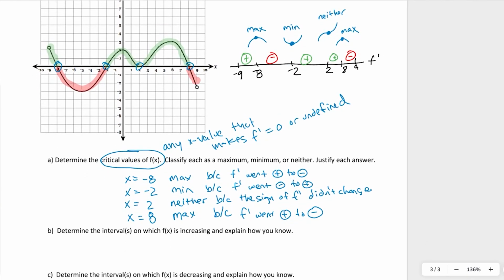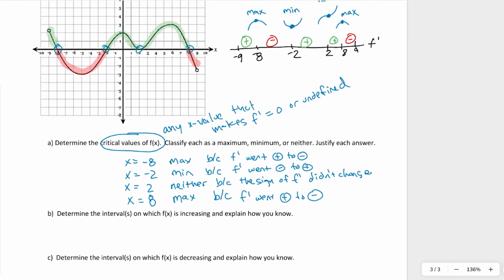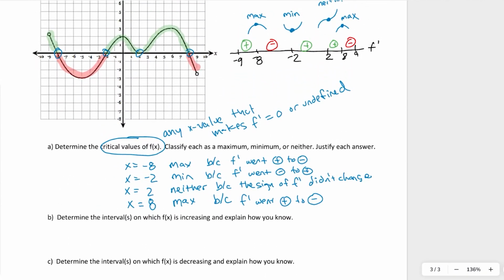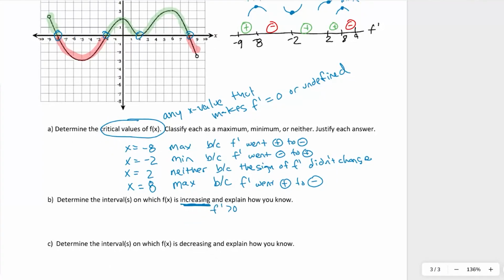B says determine the intervals on which it's increasing and explain how you know. And then finally, C is asking for the decreasing intervals. So the increasing intervals will be anywhere where the derivative is positive. So f prime is positive. The decreasing intervals are going to occur anytime the derivative is negative. So it's increasing on negative 9 to negative 8, negative 2 to 8. And we know this is true because f prime is positive.